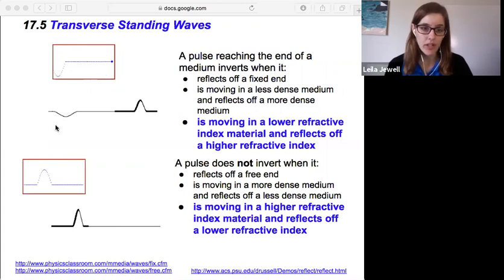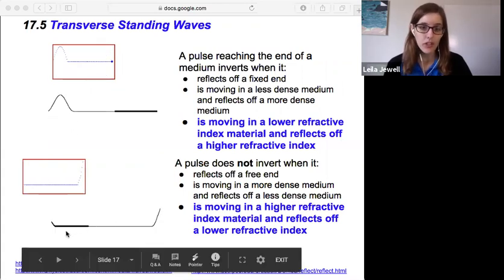In the lower one, if we start with a thicker string and it goes to a thinner one, that thinner one isn't going to be enough to clamp the string down. It's like a free end, and so the reflection will stay upright. It does not invert.